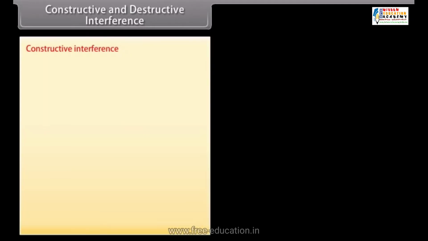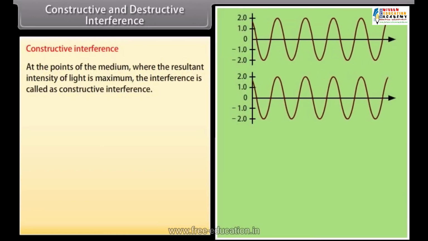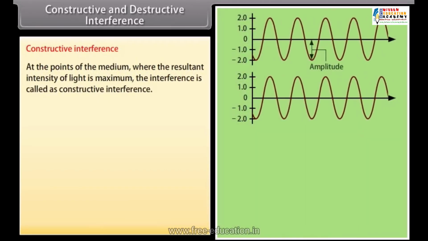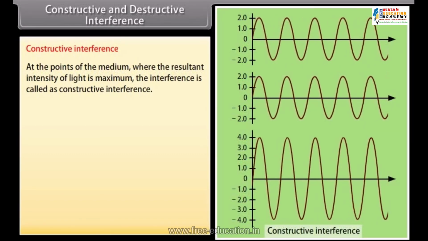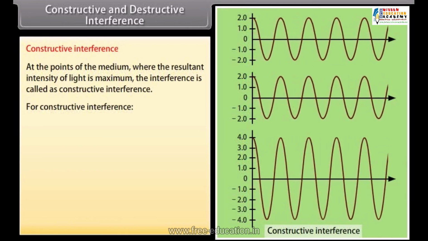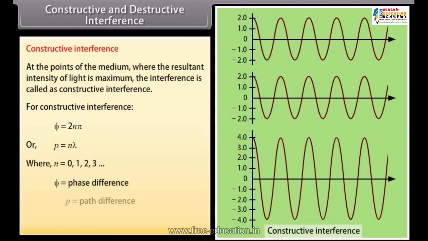Constructive and destructive interference. Constructive interference. At the points of the medium where the resultant intensity of light is maximum, the interference is called constructive interference. For constructive interference, phi is equal to 2nπ or p is equal to nλ, where n is equal to 0, 1, 2, 3 and so on. Phi is equal to phase difference, p is equal to path difference, and lambda is equal to wavelength of light.